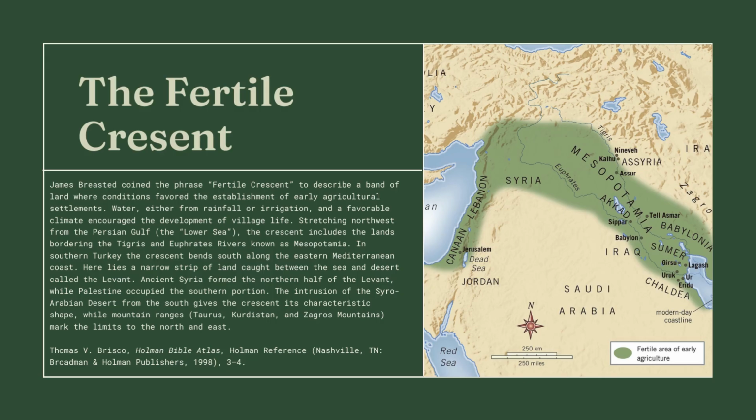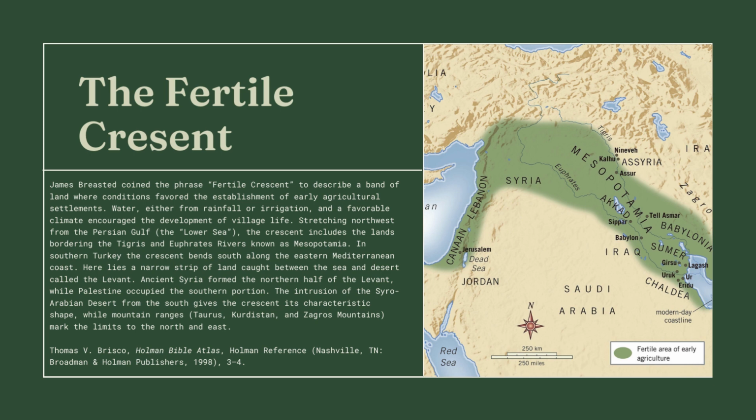So, first of all, the Fertile Crescent. And what is the Fertile Crescent? Well, the phrase was coined by a man named James Breasted. He coined the phrase, and it describes a band of land where the conditions favor the establishment of early agricultural settlements. So often when we think about the Middle East, we think about desert. We think about areas like Saudi Arabia, which are pretty well barren. But in this section of the Middle East, we're not dealing with barren land, although there are some areas that would be considered desert regions.